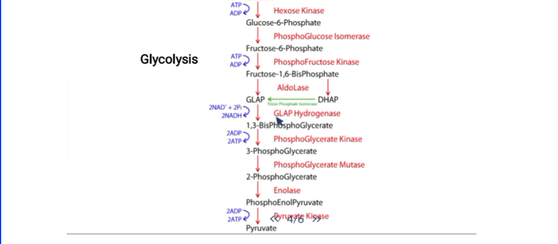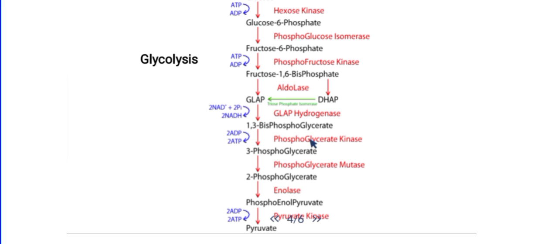Then this molecule is converted to glyceraldehyde 3-phosphate and also dihydroxyacetone phosphate. Dihydroxyacetone phosphate cannot be utilized in the glycolytic pathway, so it must be converted to glyceraldehyde 3-phosphate by an enzyme called triose phosphate isomerase. And then glyceraldehyde 3-phosphate is going to be converted to what we call 1,3-bisphosphoglycerate. This is done by an enzyme that we call glyceraldehyde 3-phosphate dehydrogenase.